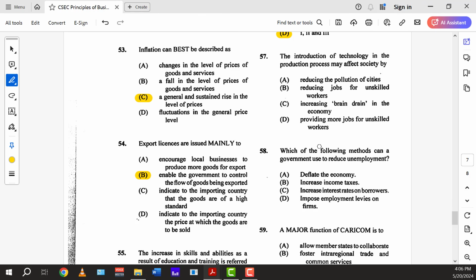57. The introduction of technology in the production process may affect society by A, reducing the pollution of cities, B, reducing jobs for unskilled workers, C, increasing brain drain in the economy, or D, providing more jobs for unskilled workers. And so we're looking at this one, technology. It normally affects society by reducing jobs for unskilled workers, because technology is normally introduced to take over unskilled positions. Right? That's the best answer for that one.